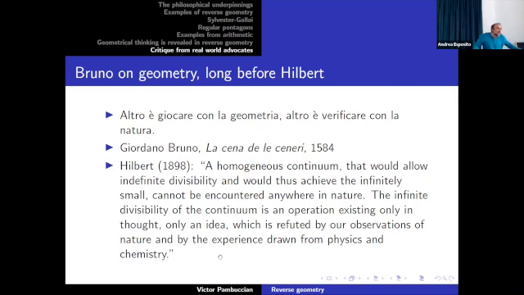He knew this already in 1584. Gilbert told us the same thing in 1898, which I've mentioned already in my first talk, but it's relevant here as well. He says that a homogeneous continuum that would allow indefinite divisibility and would thus achieve the infinitely small cannot be encountered anywhere in nature. So the standard thing that mainstream mathematics considers, stuff over the real numbers or over the complex numbers, cannot exist anywhere in nature. So even the servitude of pragmatism justification doesn't hold water.